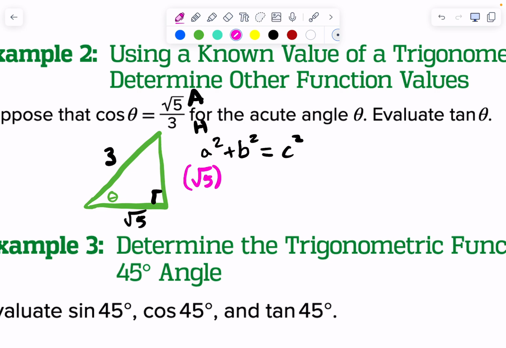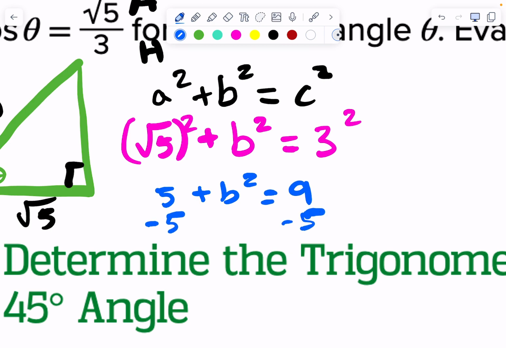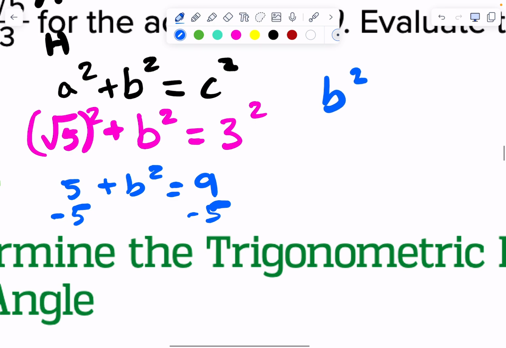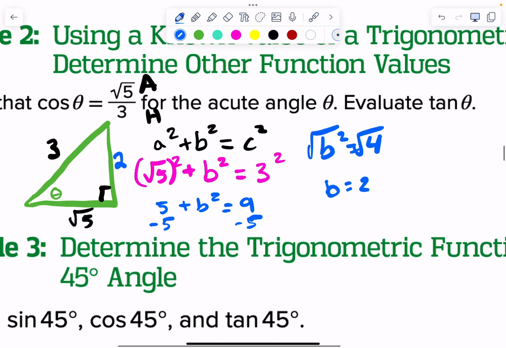Okay, so square root of 5 squared plus B squared, which is the one we don't know, equals C, which is 3 squared. What's the square root of 5 squared? 5, right? 5 plus B squared equals 3 squared, which is 9. Minus 5 is 4. B squared equals 4. Take the square root. B is 2. Was that too fast? No? Okay, so there's 2.